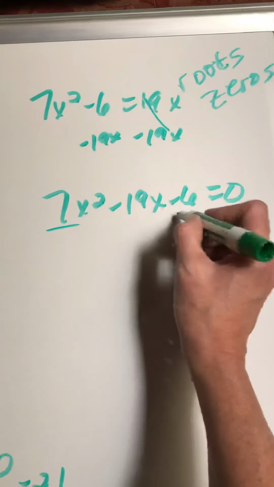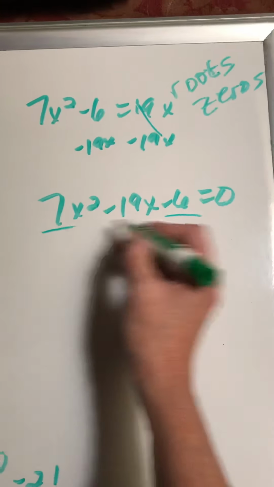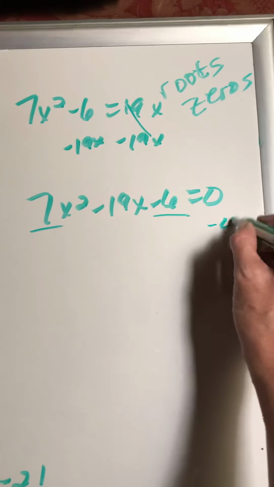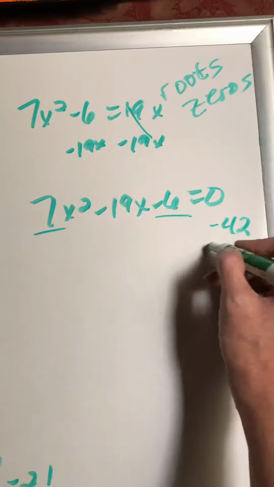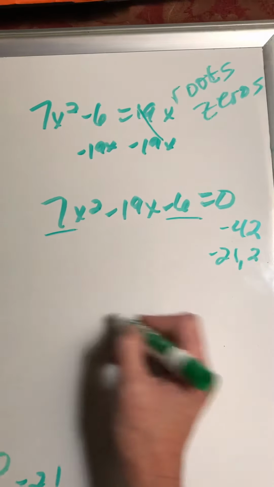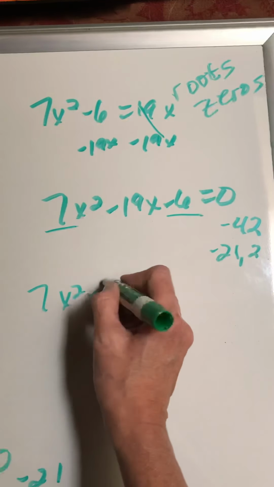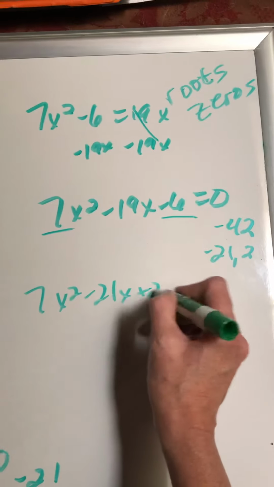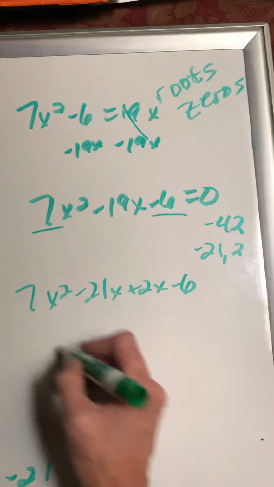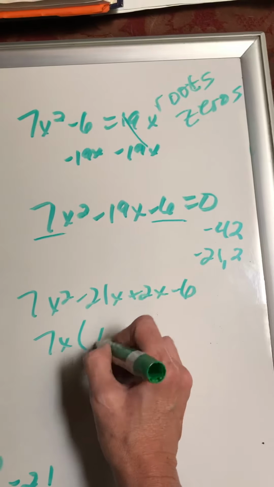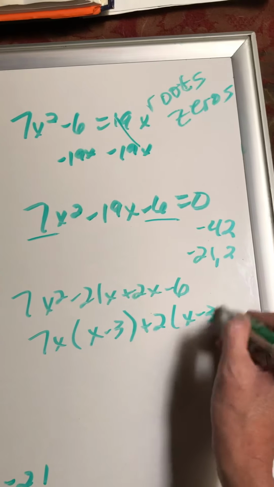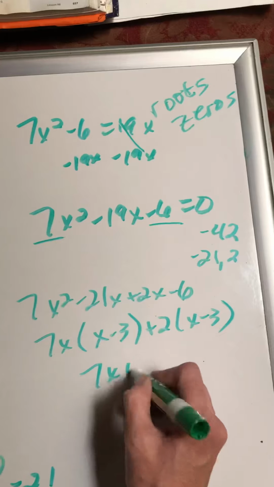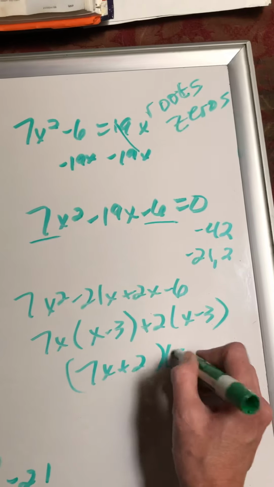So on this one, I can't take 7 out of anything, so I multiply 7 times negative 6 and get negative 42. I want the factors of negative 42 that give me negative 19, which would be negative 21, positive 2. So 7x squared minus 21x plus 2x minus 6. So 7x, x minus 3. Take a 2 out, you get x minus 3. So then 7x plus 2, x minus 3.